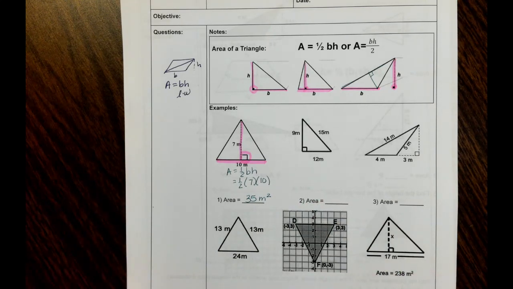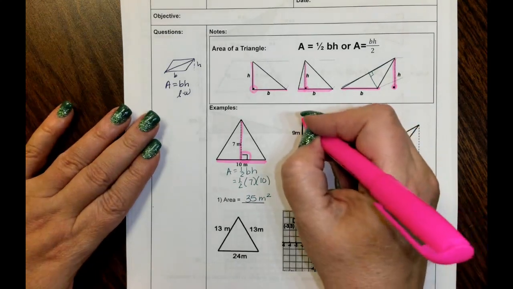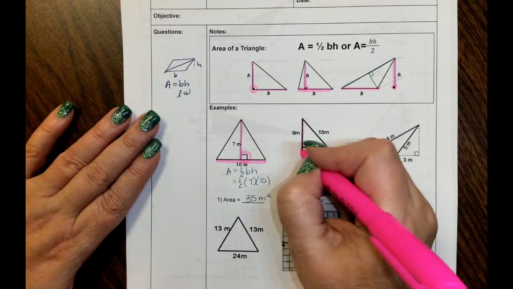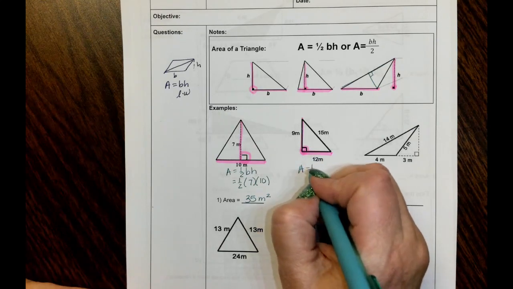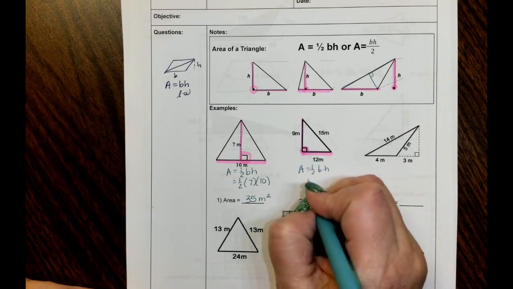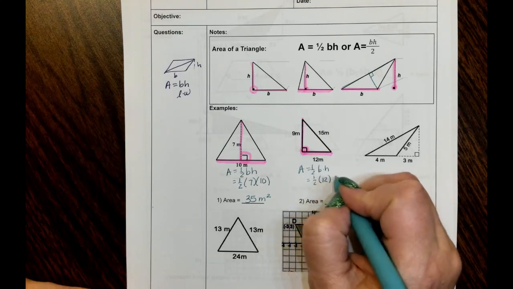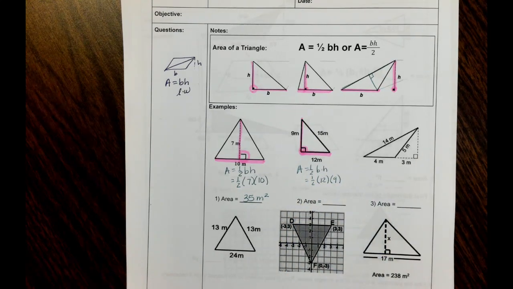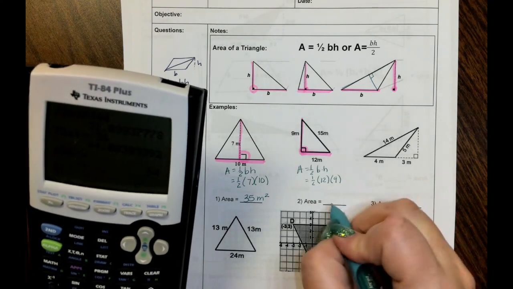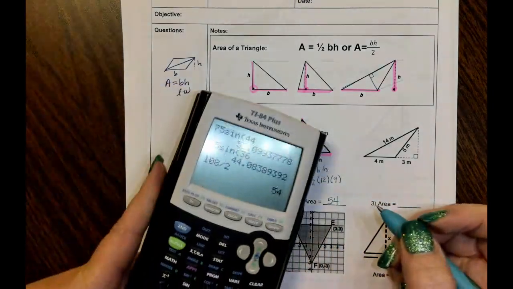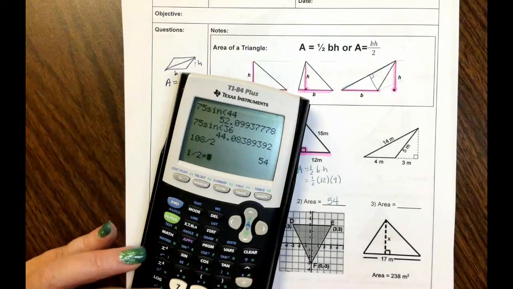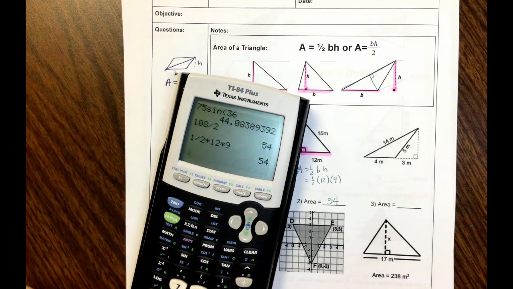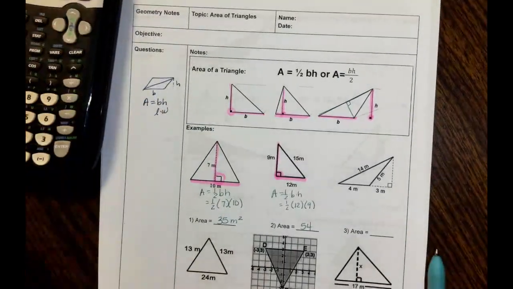In this next one, in number 2, we want to find the area. You want to find your base and your height. Look for that right angle right there. The area is equal to half the base times the height, which is half the base, which was 12, times the height, which is 9. 12 times 9 is 108, and half of 108 is 54. I just typed it in like that, 108 divided by 2. You can also type in 1 divided by 2, and then times the base, times the height, however you want to do it. Always look, again, for that right angle.